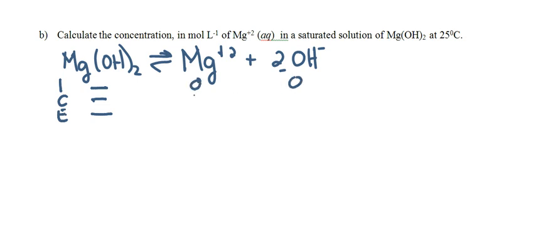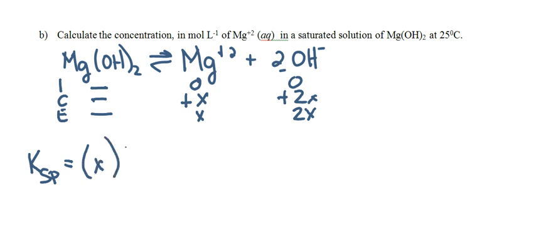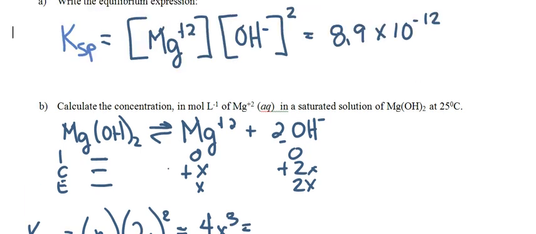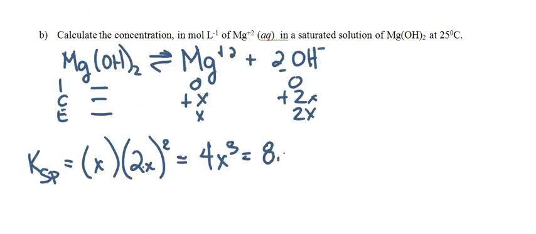We don't start off with anything. We increase by the coefficient times x, so 1 here and 2 there. We'll finish there with 2x. So again, our Ksp is equal to x to the 1 power, and then 2x squared. That equals, 2x squared is 4x squared, so now we have 4x cubed, which is equal to a really small number, 8.9 times 10 to the negative 12.